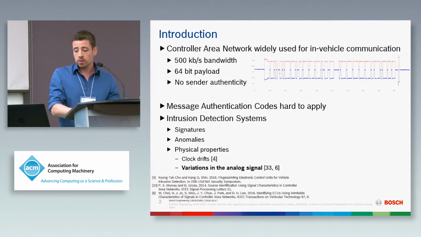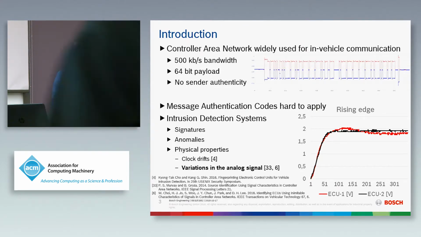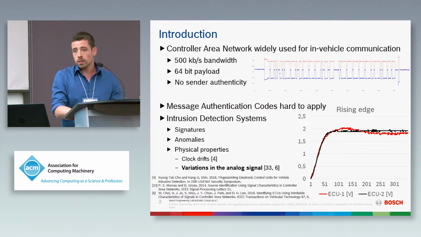The third point here is physical properties, for example, you can use clock drifts or variations in the analog signal, and this is exactly what we are using in our work. Here you can see a differential rising edge of 2 different ECUs. And even with your eyes, you can see that there is a difference. For example, the red one has some kind of an overshoot at the beginning, while the black signal is much more stable and has a higher voltage level at the end of the symbol.